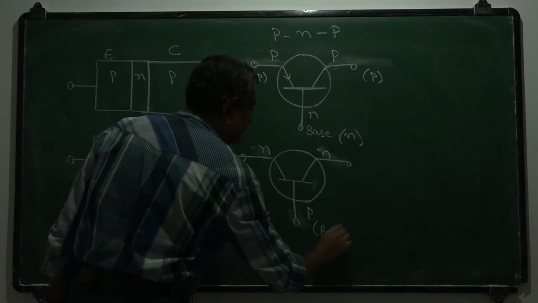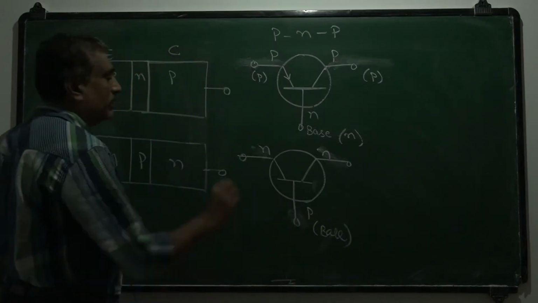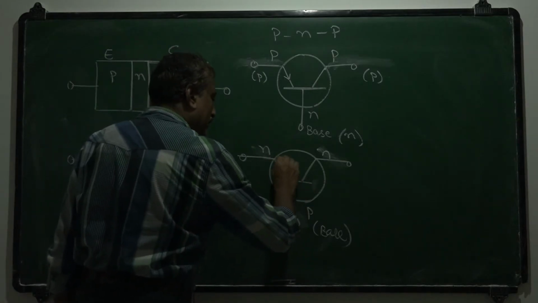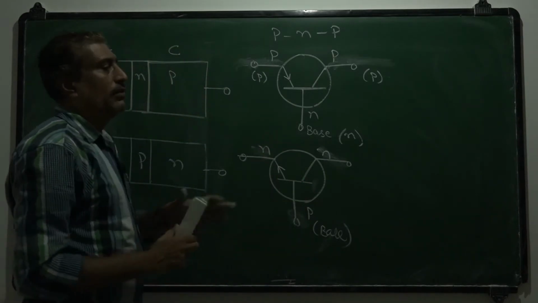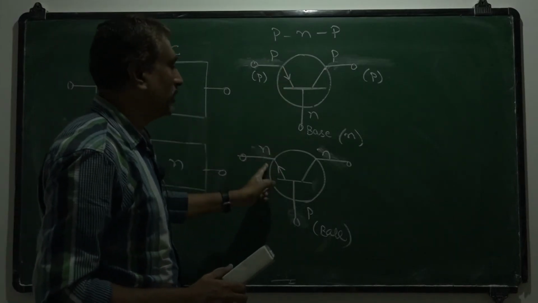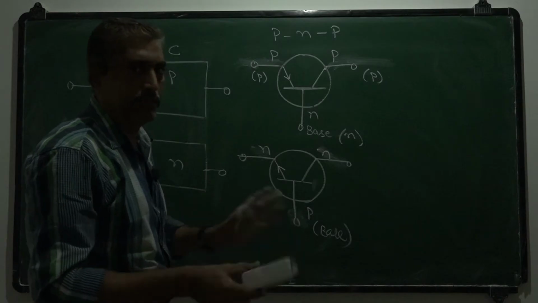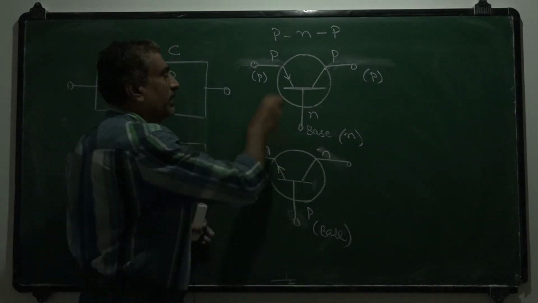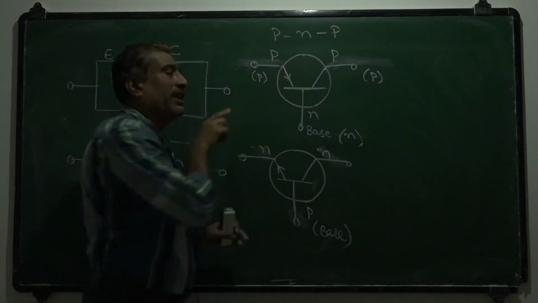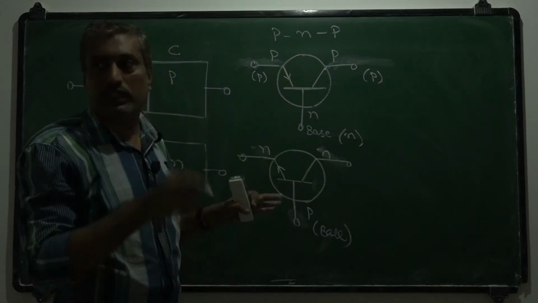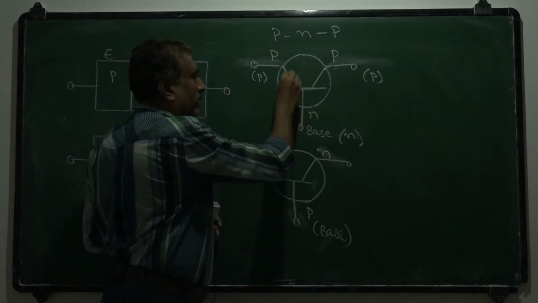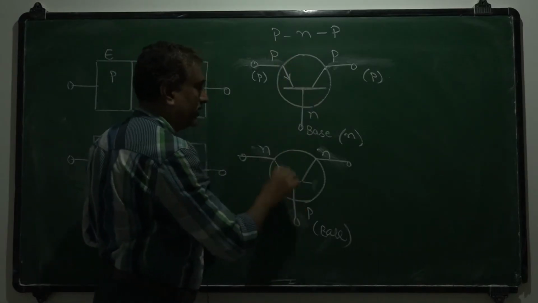P is base. Now in this circuit, current direction is shown from P to N like this. So this arrow must be from emitter to base or base to emitter depending upon NPN and PNP. So in PNP, current direction is always from P to N like this. Remember, current flows from positive to negative. In that sign, you have to remember. So P to N, here from P to N like this.